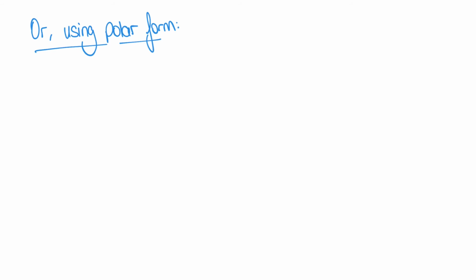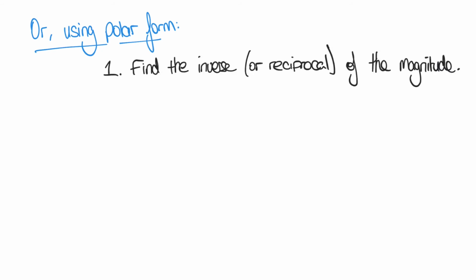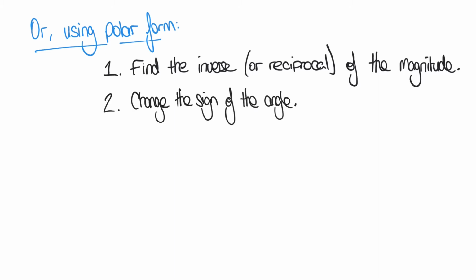So to find the inverse of a complex number in polar form, we do two things. I'll make a note of these here. First of all, we find the inverse, or the reciprocal, of the magnitude. And secondly, we change the sign of the angle. So if we were to express that as a formula, let's suppose we have a complex number in this form: Z equals A at an angle of theta. It doesn't matter so much what A and theta are to begin with. But let's say we have a complex number in polar form. Then Y is going to be 1 over A at an angle of minus theta.